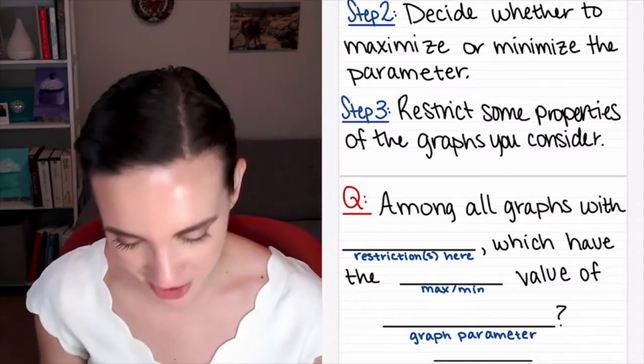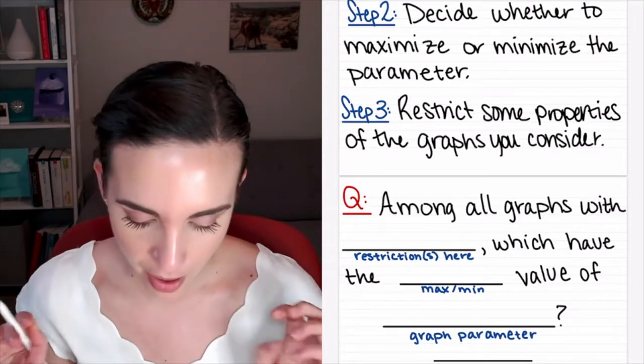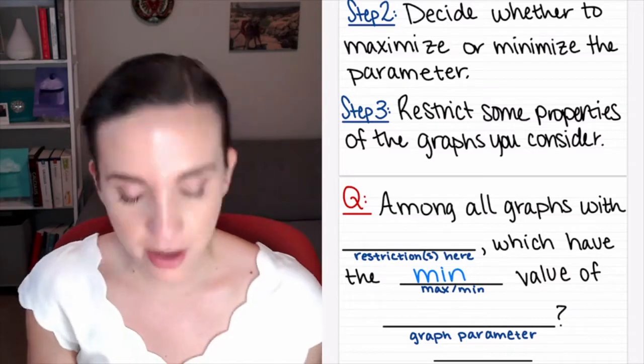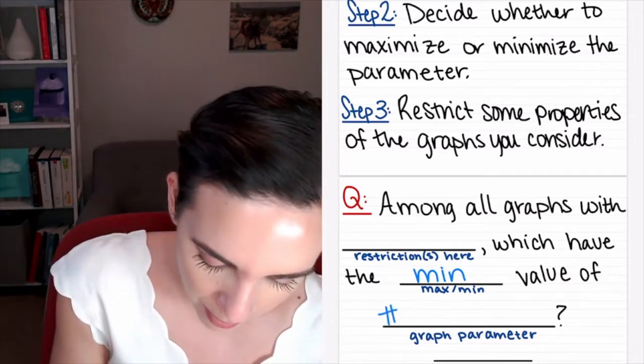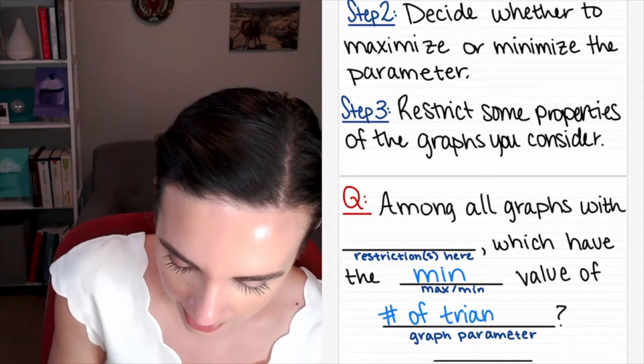Let's try out some options here. So let's say I'm not going to put any restrictions on the graphs I'm looking at, but I want to minimize the value of the number of triangles that the graph has.